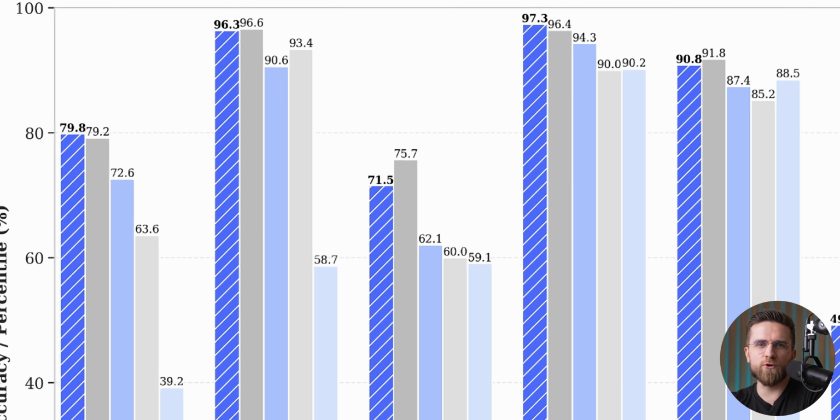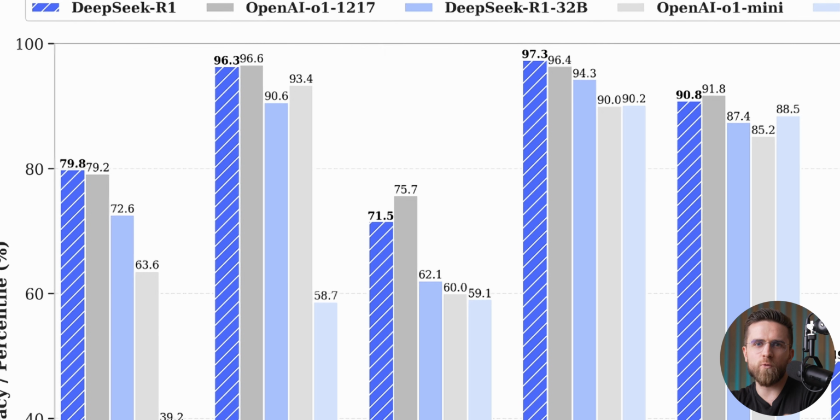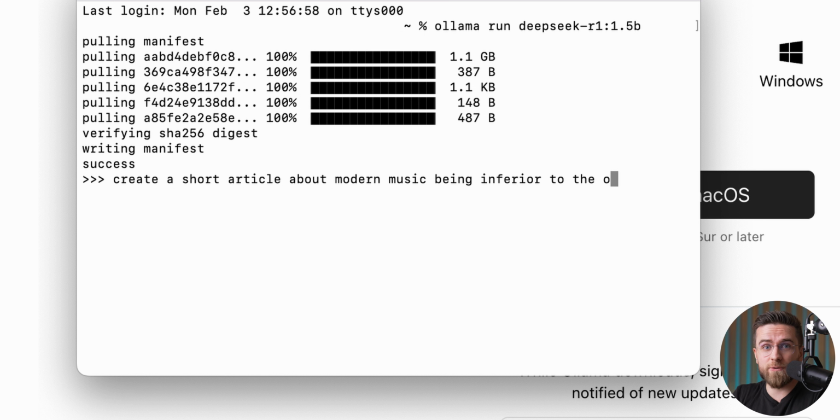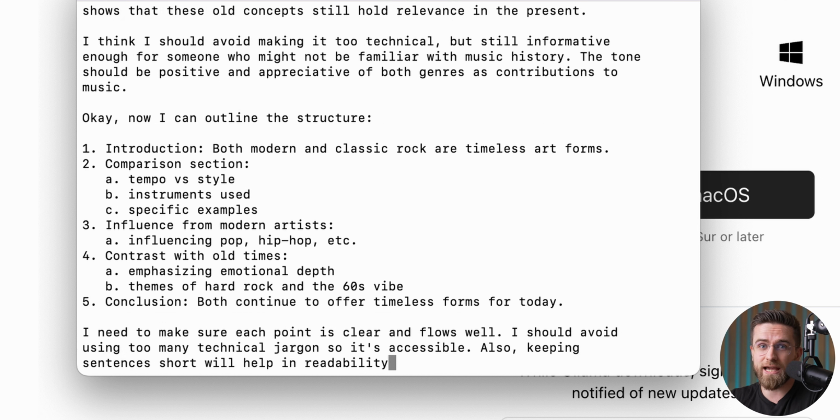Just the fact that it performs almost as well as the o1 while taking far fewer resources is mind-boggling. A year ago, a model like this was impossible to run on anything but a supercomputer, yet now you can run it on your own computer. That's how fast the world of AI changes, and it's so easy to miss something important.